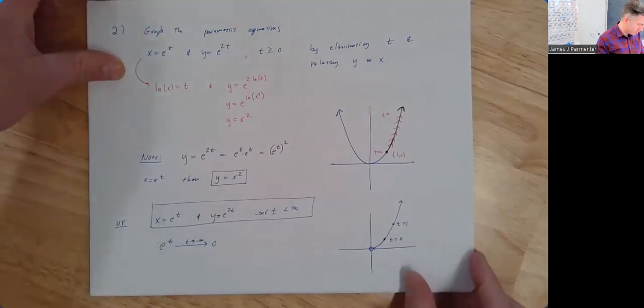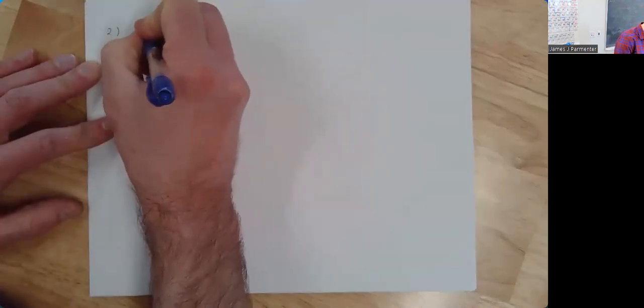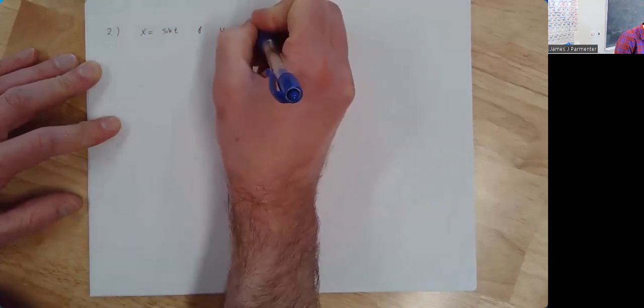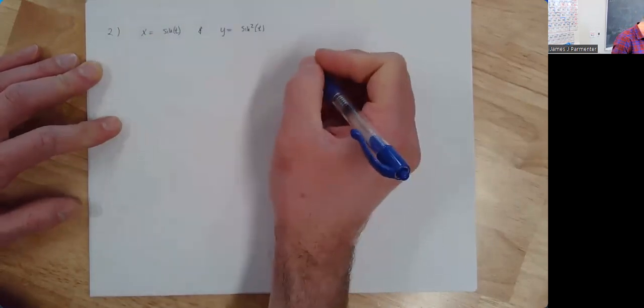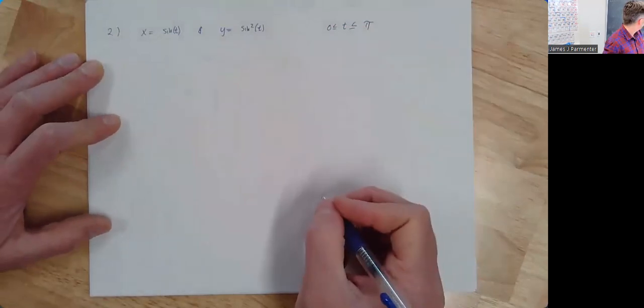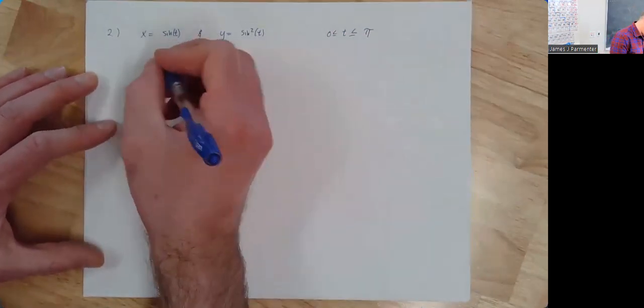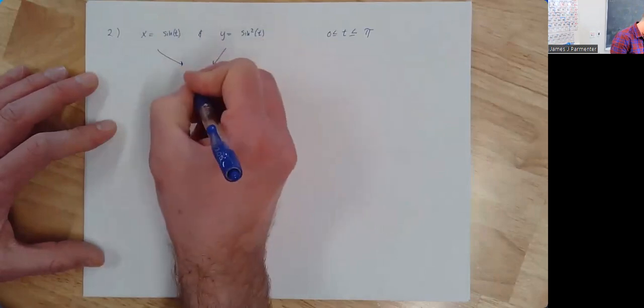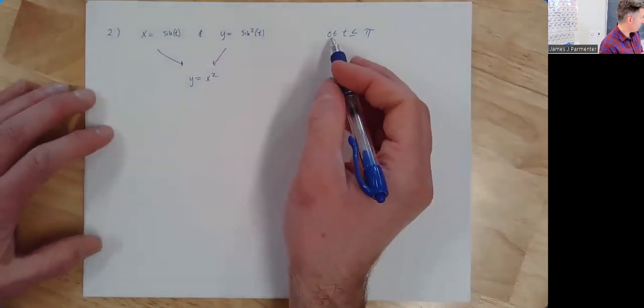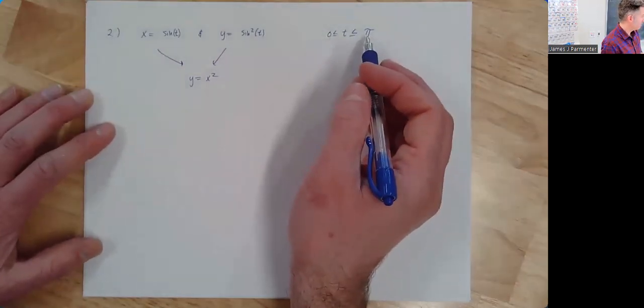And just to go along with this, here's one more example of how the relationship might be the same, but the functions really matter. If instead my relationship was, say, x equal to sine of t and y equal to sine squared of t, where t is between 0 and pi, I'm still using the same relationship. This is leading me to y equal to x squared. But now, sine of 0 is 0. Sine of pi is also 0.